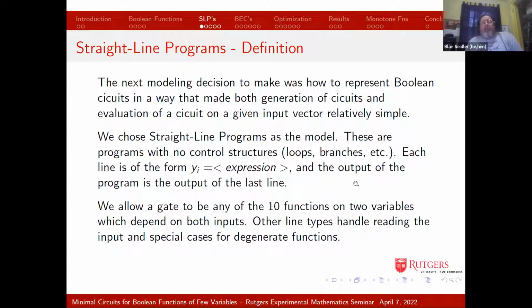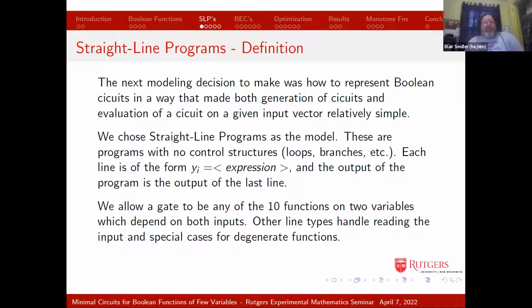And what we're using as a definition of a gate is we're allowing it to be any of the 10 non-degenerate functions on two variables. So that's what we are going to use as a gate. There are other types of lines in the program, but they're either reading inputs or strange cases.